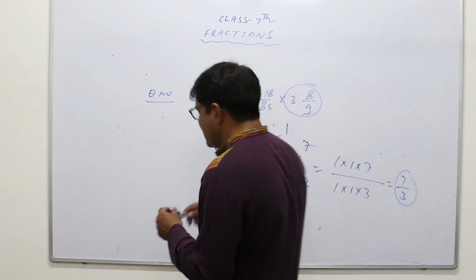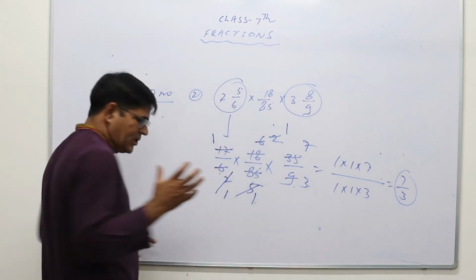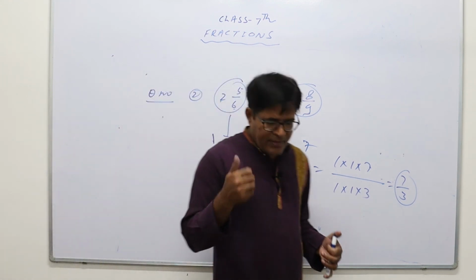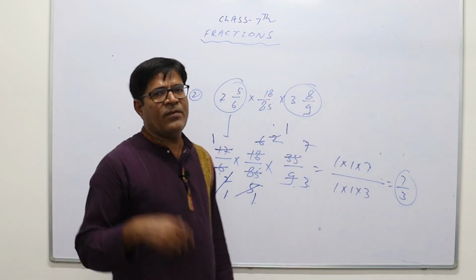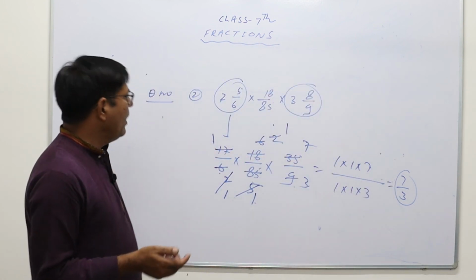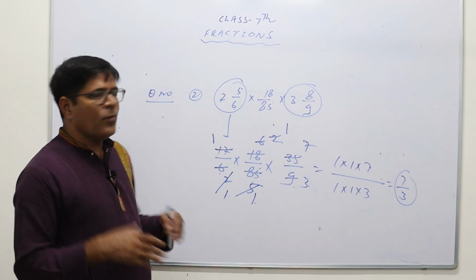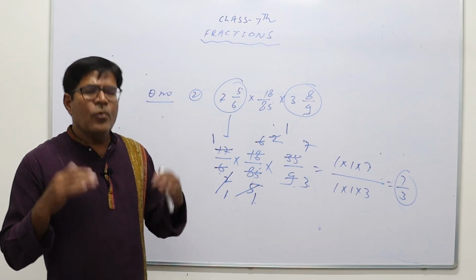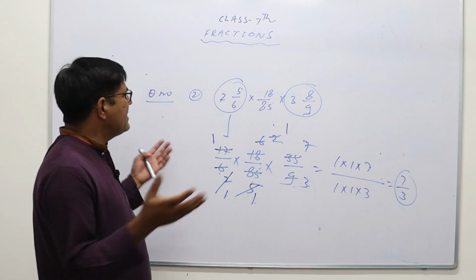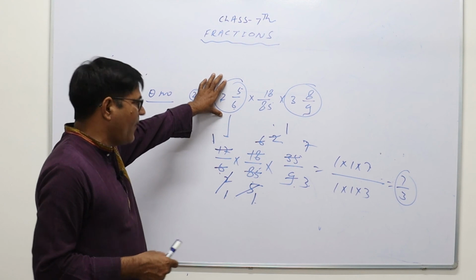So this was about the multiplication of a fraction with a whole number, or multiplication of a mixed fraction with a whole number, or multiplication of two fractions, or multiplication of two or more than two fractions when some fractions are in the mixed form.